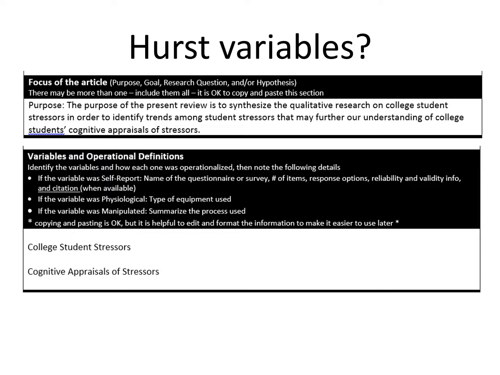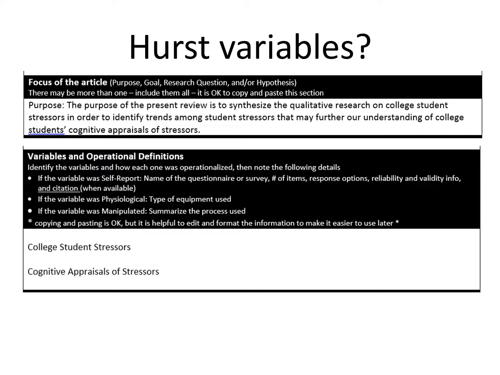Since change suggests different values, and they use the word in reference to college student stressors, we can tentatively say that college student stressors is a variable in the study. The other part of the purpose that we haven't accounted for is cognitive appraisals of stressors.